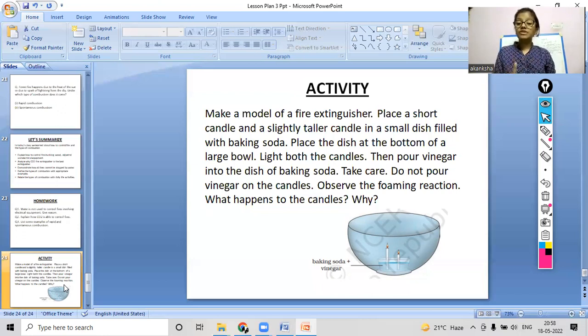After performing this activity, you have to write your observation in your notebooks, right? We will discuss what your results of this activity and your homework were in the next class.